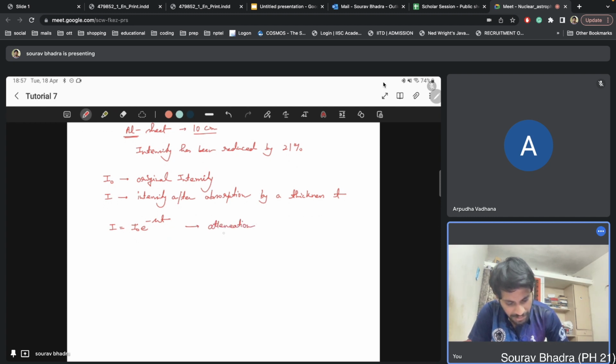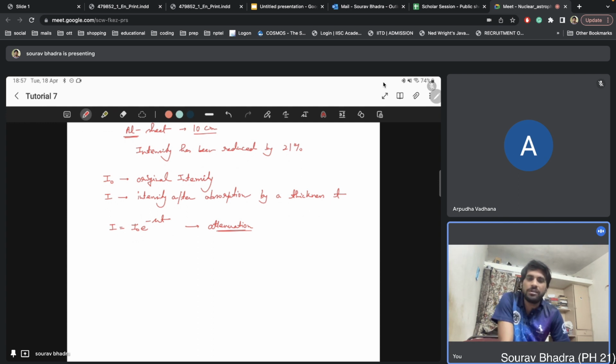Maybe I am writing attenuation, maybe my spelling is not correct, just check it. So this is the formula: I equals I0 e to the power minus mu t. That means, if this is the material, I0 is the incident gamma rays, and suppose it has covered a distance of t, this is the t.